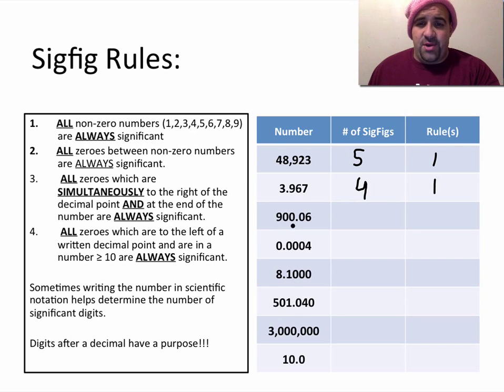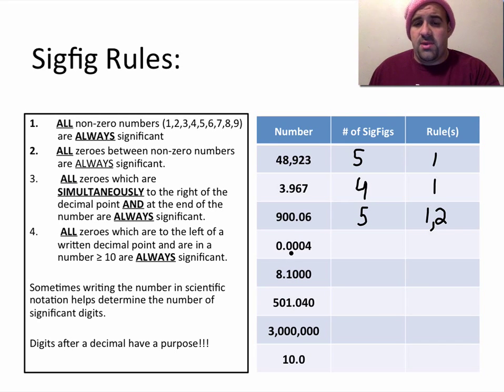In this one we have 900.06. Well, we know the 9 and the 6 must be significant per rule 1, the 9 and all non-zeros. And look at rule number 2. All zeros between non-zero numbers are always significant. So we have 3 zeros between two non-zero numbers. So these zeros are always significant. So we have 5 sig figs. So that's per rule 2.